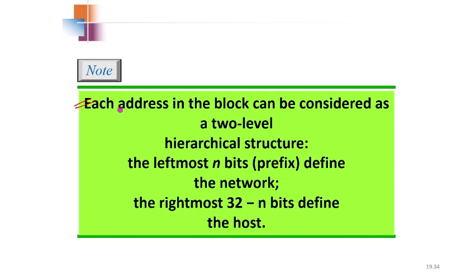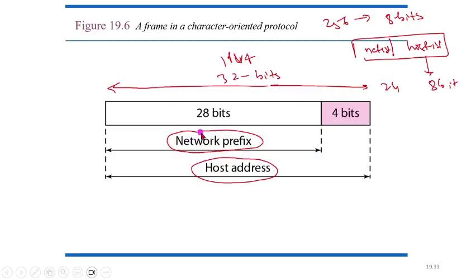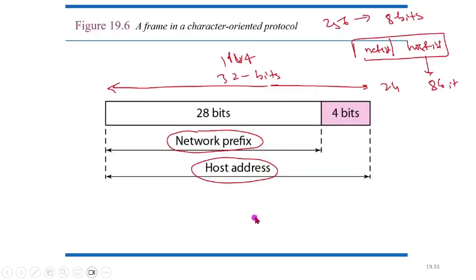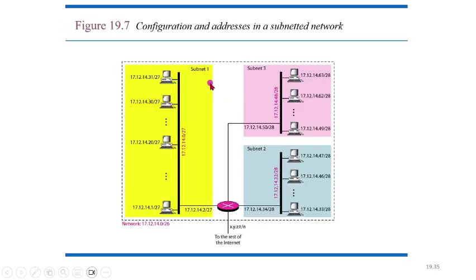Here each address in the block can be considered as a 2-level address. So a 2-level hierarchical structure. The leftmost n bits prefix defines the network, and the rightmost 32 minus n bits defines the host. The same thing is given in two words.